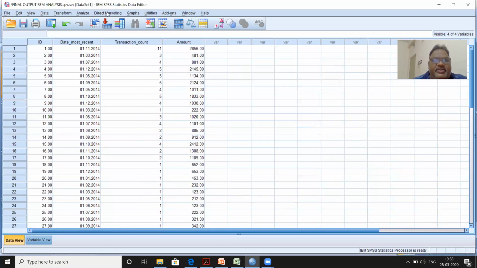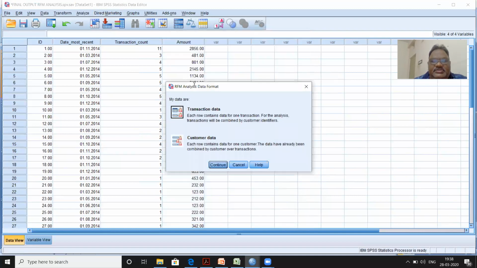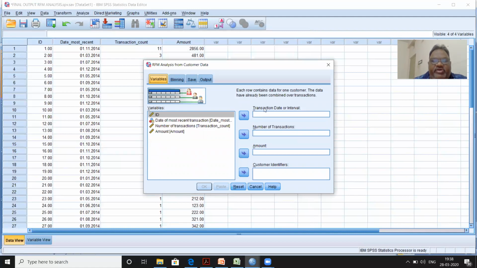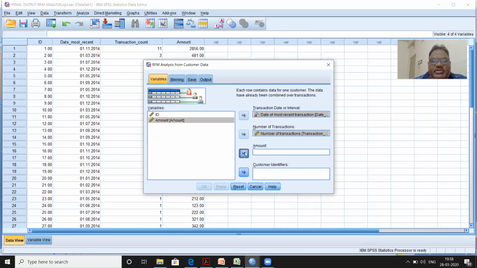Go to Direct Marketing, choose the technique RFM Analysis, and apply it to transaction data. The first transaction date is here, so pass it as the transaction date. Pass the number of transactions, the amount, and the customer identifier. Once you have this, go to the binning.